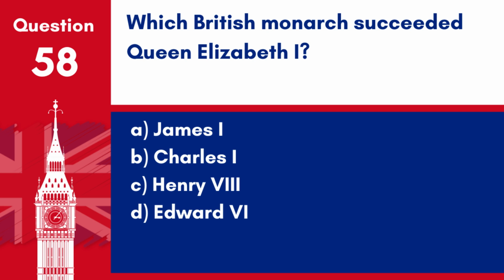Question 58. Which British monarch succeeded Queen Elizabeth I? A. James I. B. Charles I. C. Henry VII. D. Edward VI. Answer. A. James I. James I succeeded Queen Elizabeth I in 1603, uniting the crowns of Scotland and England.